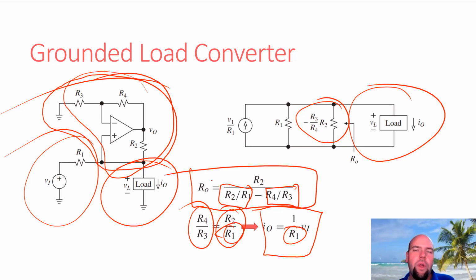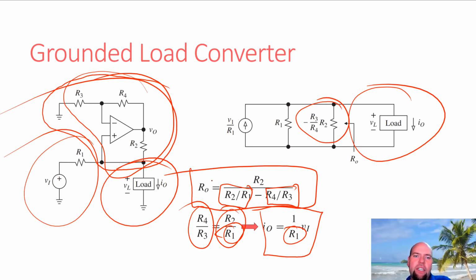Okay, so when would you want to use a grounded load converter? One time I see it a lot is you have industrial equipment, where a standard is a 4 to 20 milliamp signal. A lot of times you're trying to convert a voltage to a 4 to 20 milliamp signal. A grounded load converter is usually a great choice for that.